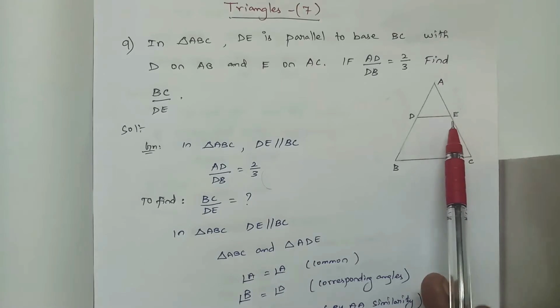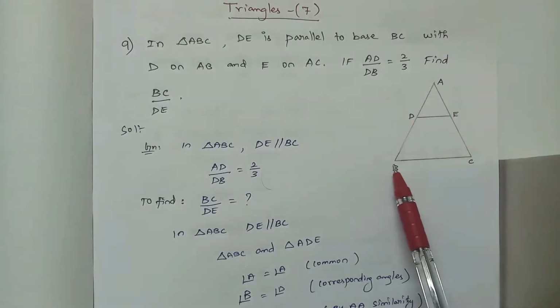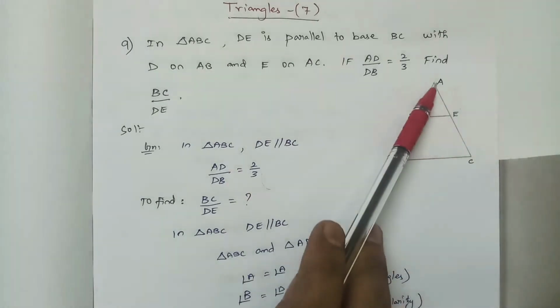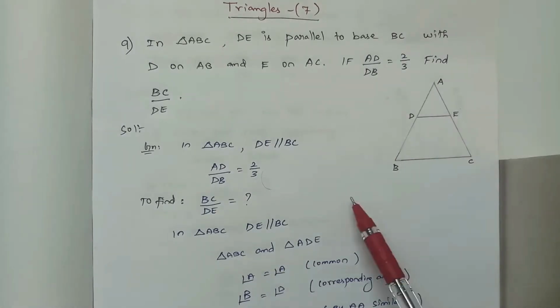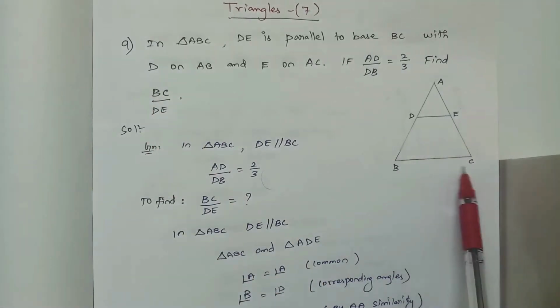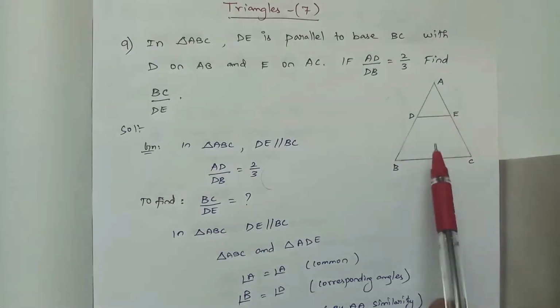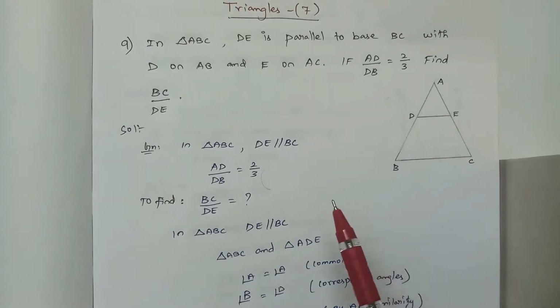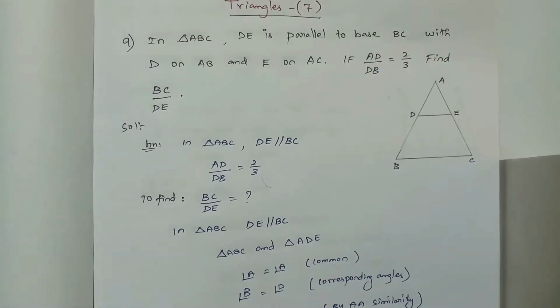Understood? Suppose they gave the value of AD by DB in the given, and they ask you to find AE by EC or AE by AC, we can find it by using BPT. But here we want to find DE by BC or BC by DE, the third side. So only if we prove that these two triangles are similar, then we can find it, not by using BPT but by using similarity criteria.